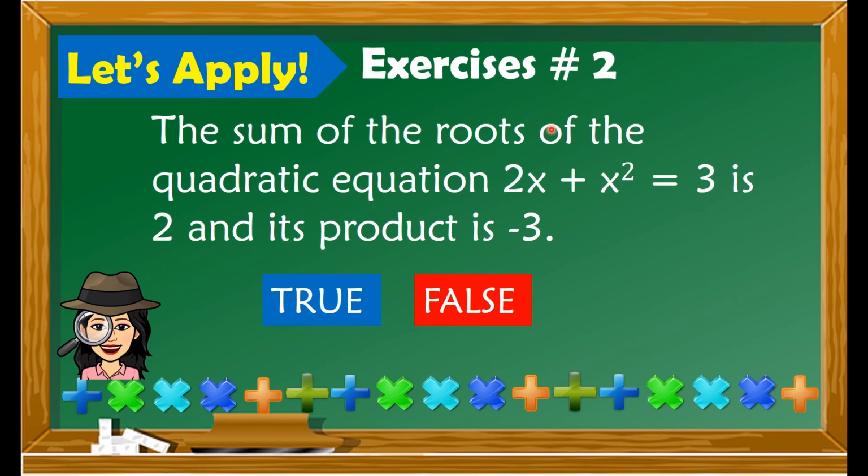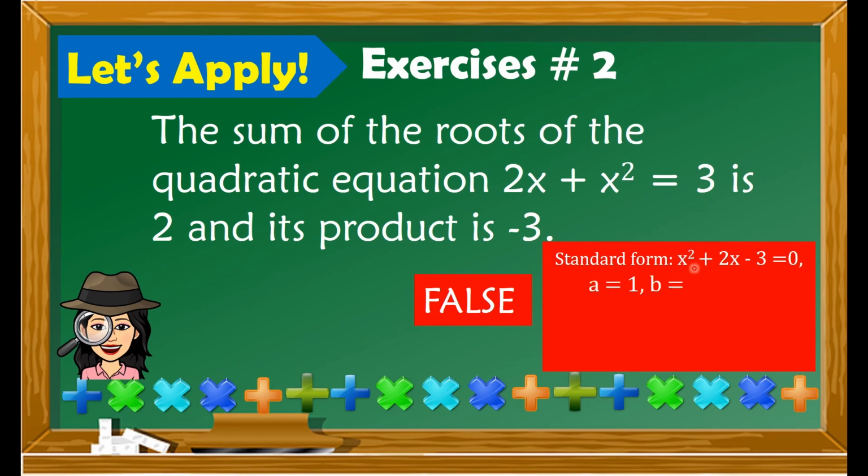Time is up. Remember, if you have a hard time, you can pause before we answer. Okay? So, no problem with that. Let's answer now. For this given, it is false. What do you think is the reason? Okay, observe now our equation. It is not arranged in standard form. That's why we need to arrange it into standard form first.